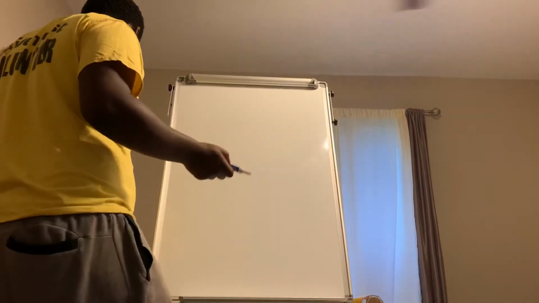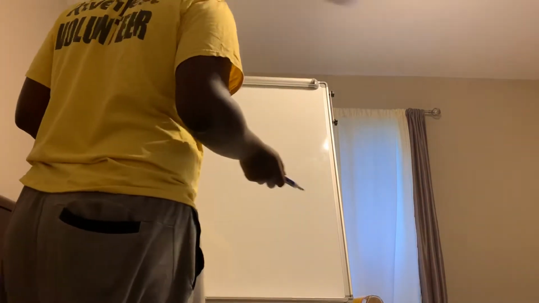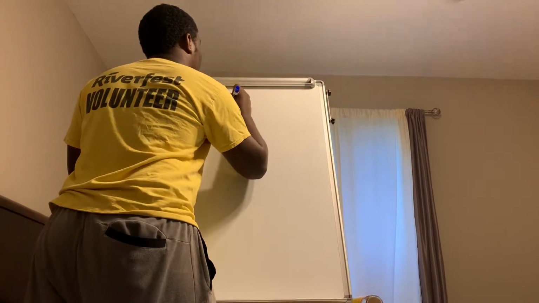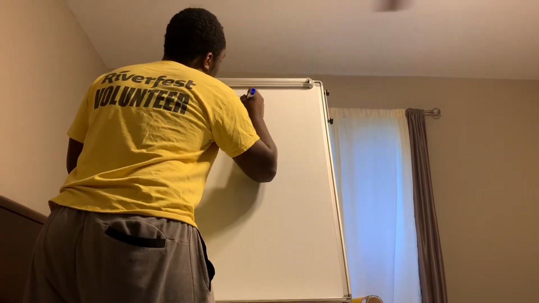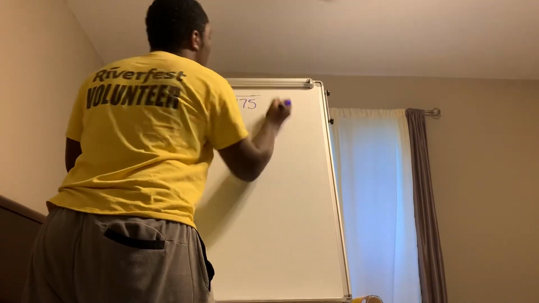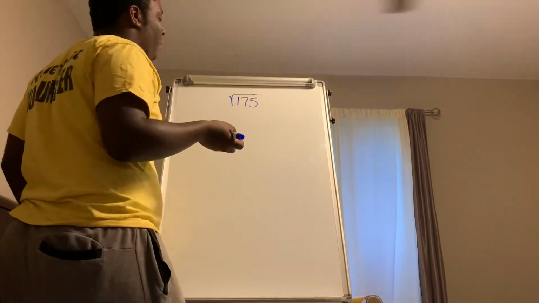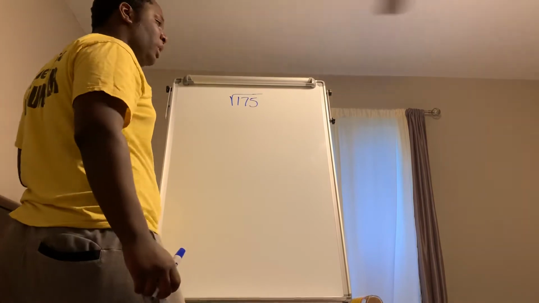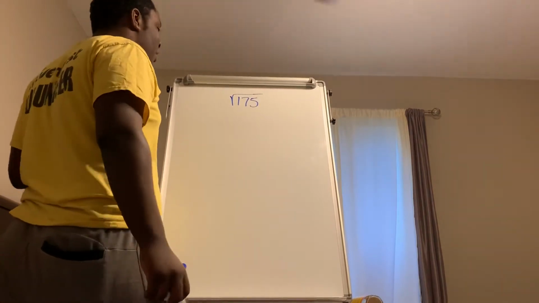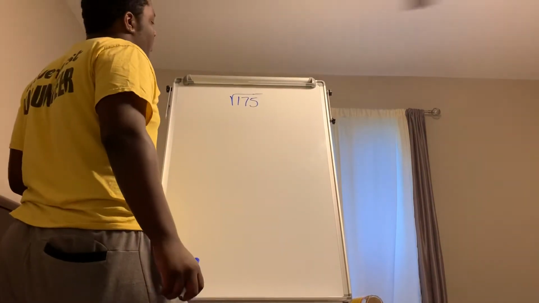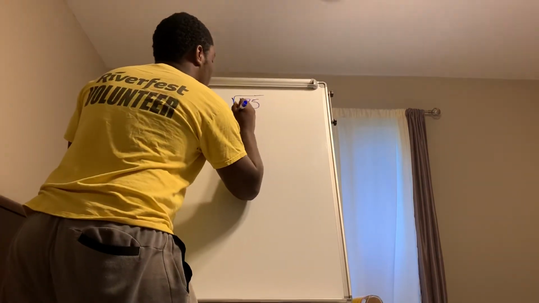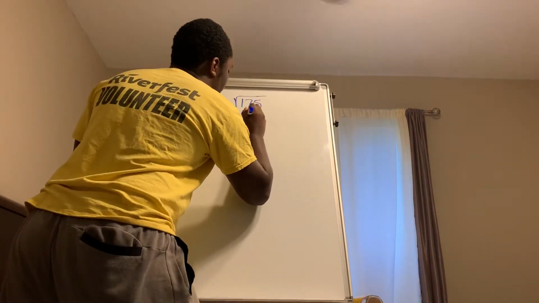Next we have 175. The square root of 175. Okay? Now without any prior knowledge, we know that there's at least 25 in here. No matter how high you go, we know 25, 50, 75, 100. So we know we can at least pull 25 out of here. So we'll do the square root of 25.